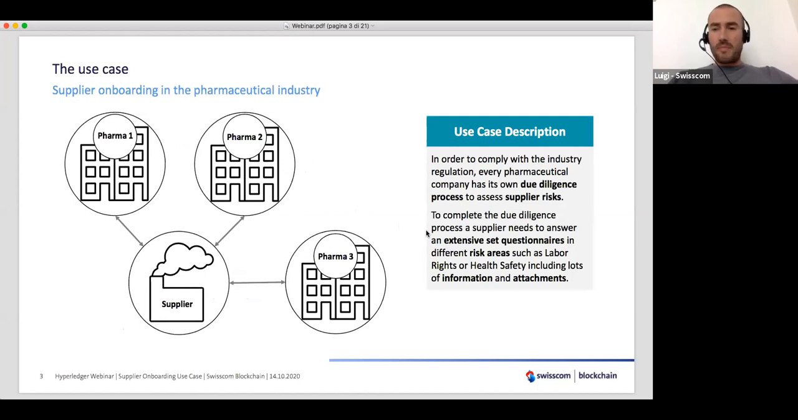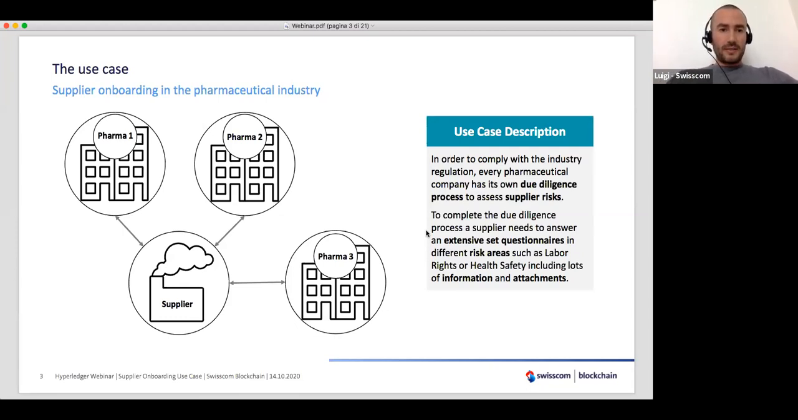Every time a pharma company would like to start working with a new supplier, they need to run a due diligence related to various risk areas that this supplier is dealing with. But this is true every time a supplier needs to start a new business with a pharma company. So this process is very repetitive and the supplier needs to go through this process over and over again many times. And it's quite time consuming. So this particular use case, the solution that we developed is mostly focusing on a cost reduction goal.